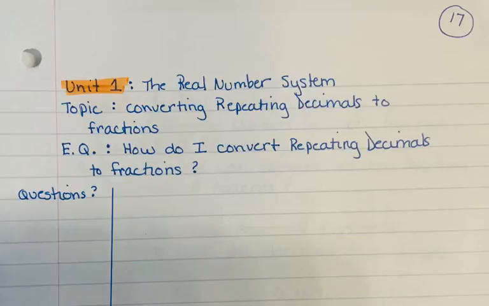So we are still in Unit 1, the real number system. We are converting repeating decimals to fractions. Our essential question is, how do I convert repeating decimals to fractions?